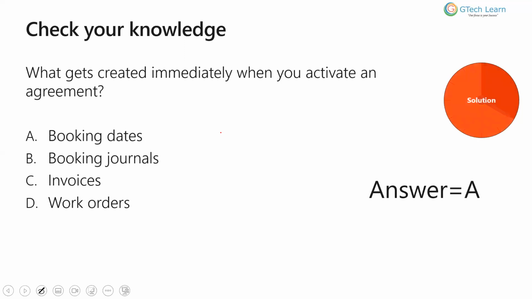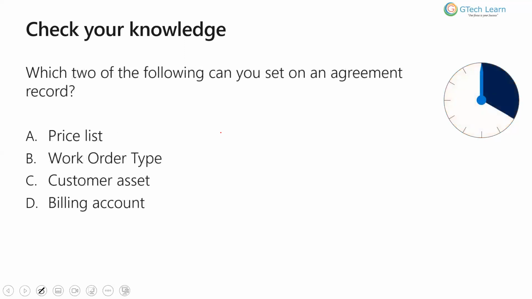Okay, so the correct answer for that question is going to be option A, booking dates. The next question we are having in line is, which two of the following can you set on an agreement record? Whether it's going to be your price list, it's going to be your work order type, it's going to be your customer assets, or it's going to be your billing account. So let's have your answers on the chat and let me start the timer now.